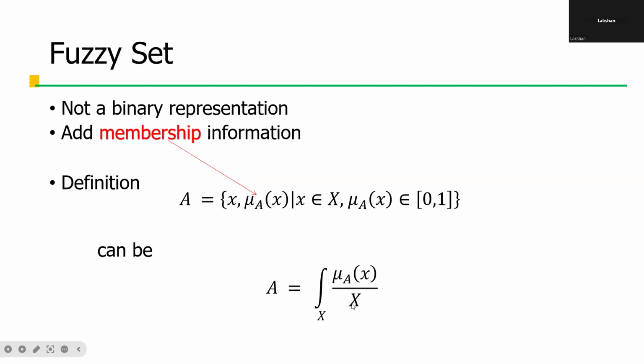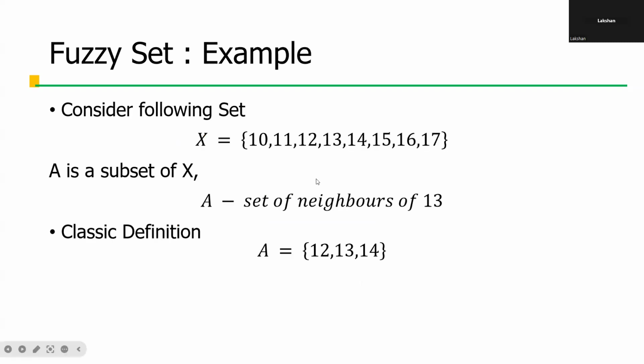So we have, like in below, capital X, that means the element, and then the membership value of that element on top of it. And we will be writing that as the fuzzy set. So we will be considering this as a following set, and we will consider the classical definition that we discussed earlier. So if A is a subset of X, and we define A as the set of neighbors of 13. So in here we have 13 and we have neighbors 12 and 14.